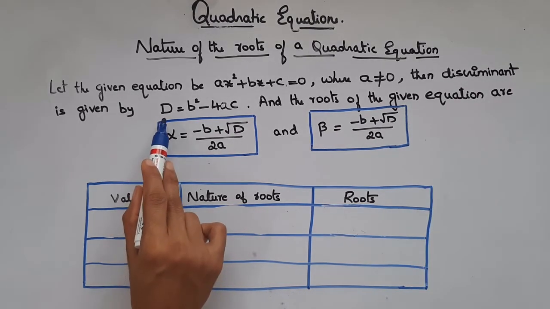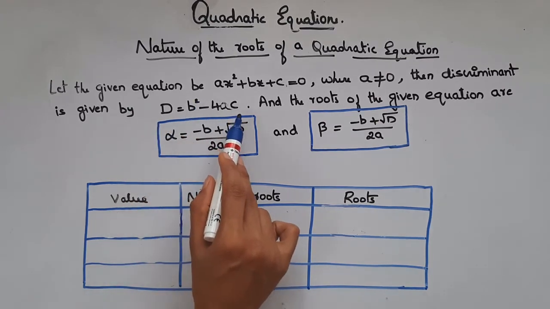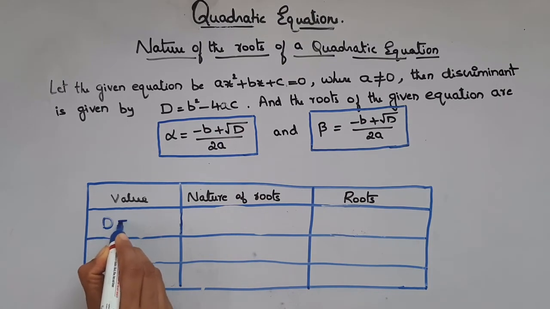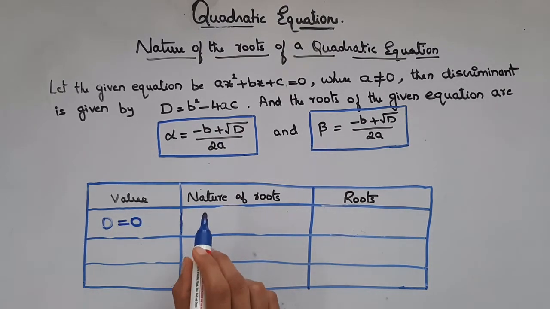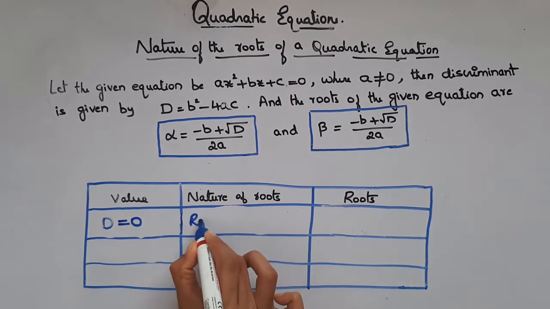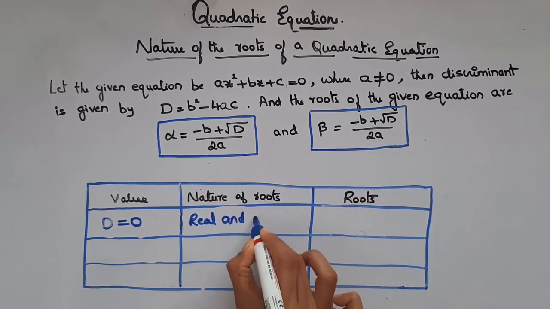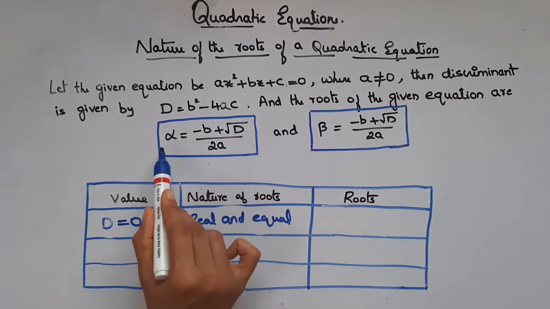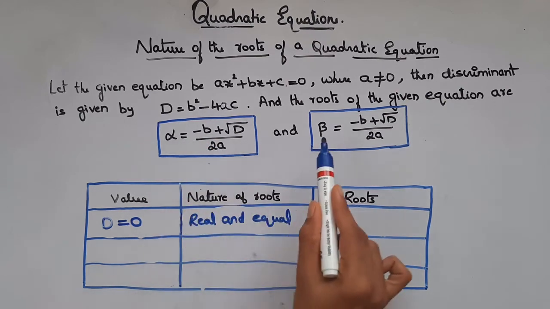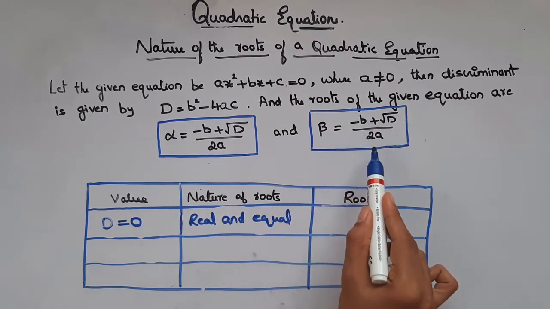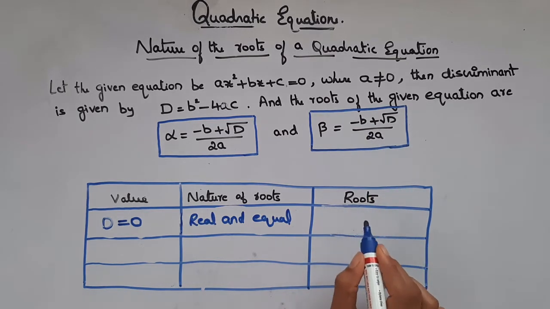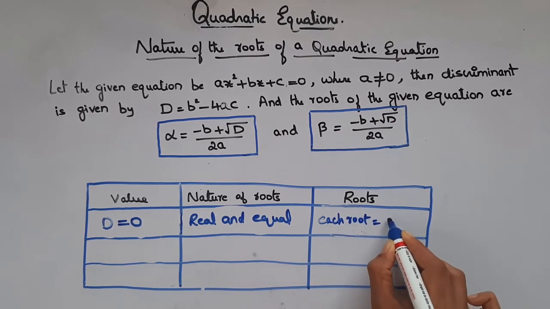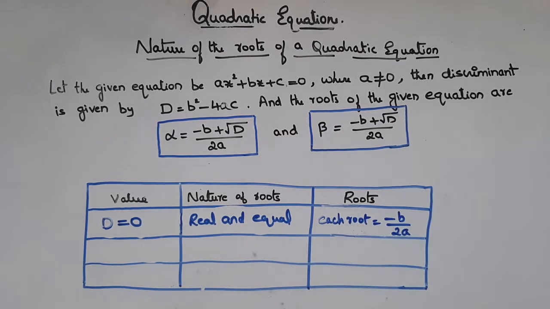So now if the discriminant value, that is b square minus 4ac, gives 0, that is, if the discriminant value is equal to 0, then the nature of roots is real and equal. That is, if d is 0, your root alpha is equal to minus b by 2a and your beta is also minus b by 2a, right? That means the roots are equal. So here each root is equal to minus b by 2a, right?